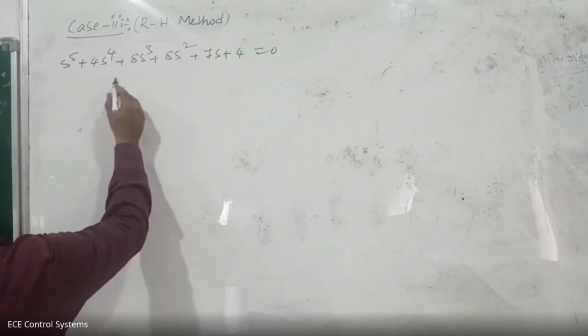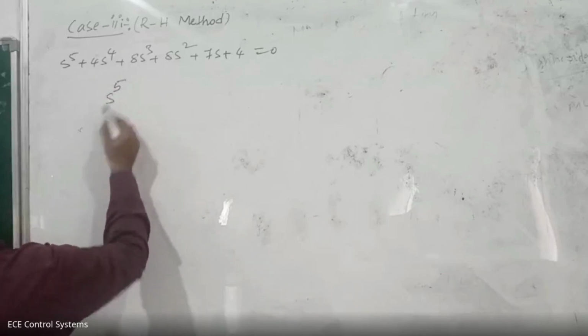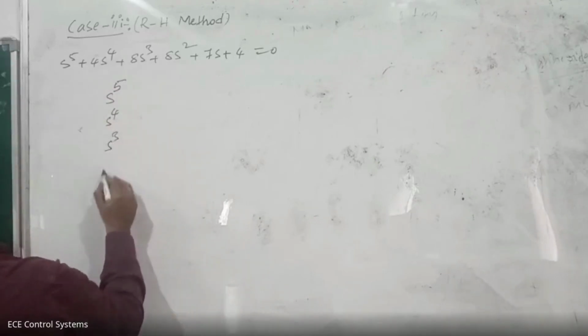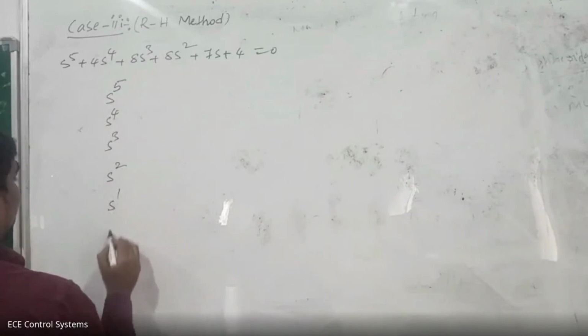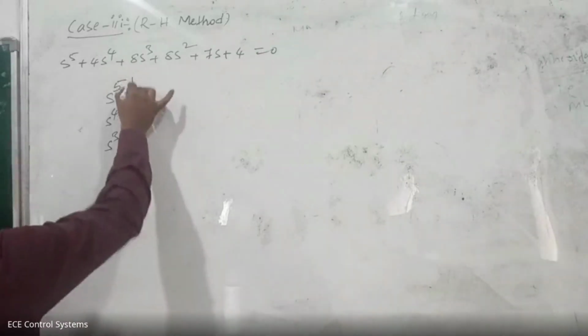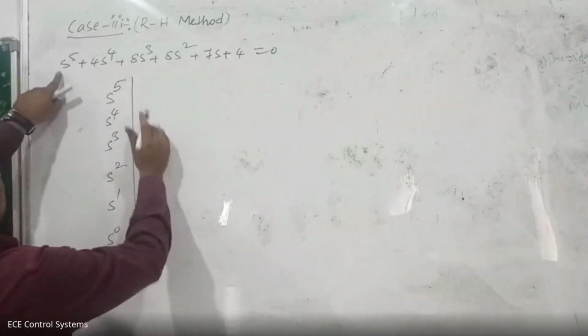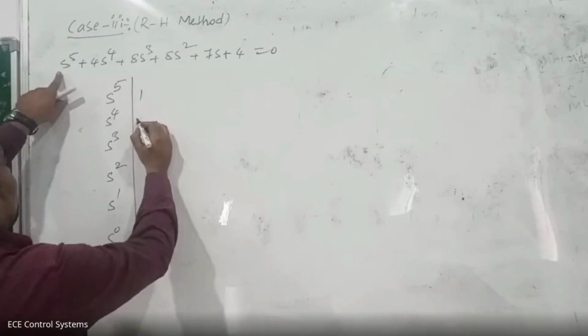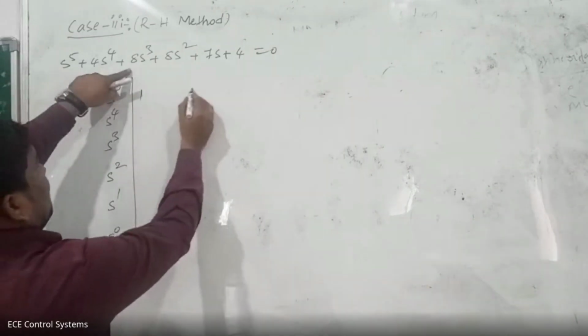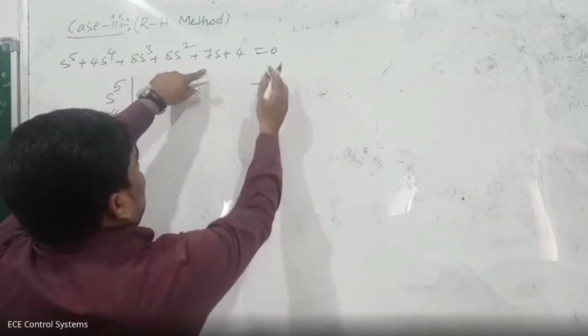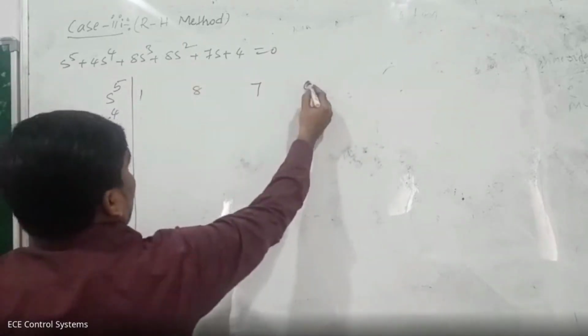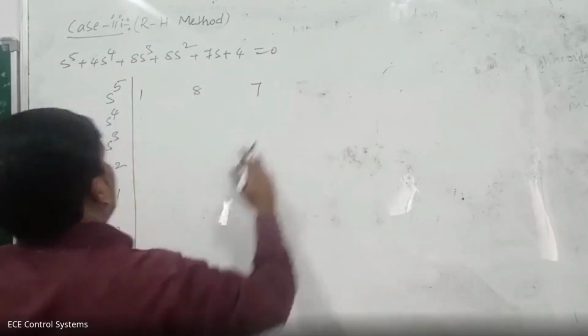Take the array first. The highest power is s power 5, then s power 4, s power 3, s power 2, s power 1, s power 0. Now, what is the first coefficient? S power 5: 1, 8, 7. The last one is 0. No need to take.